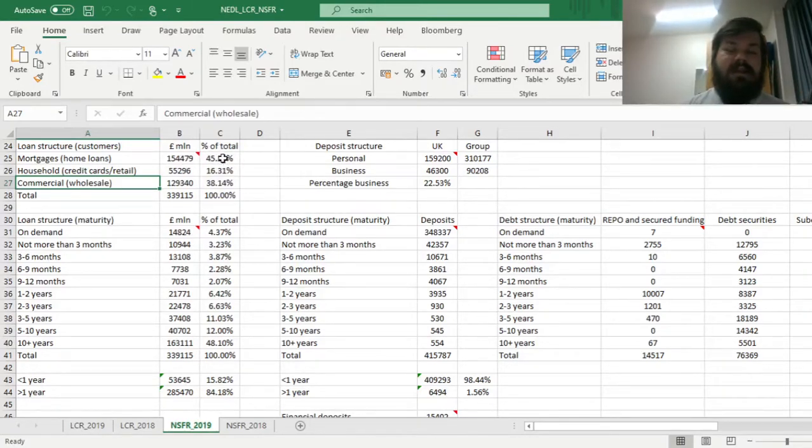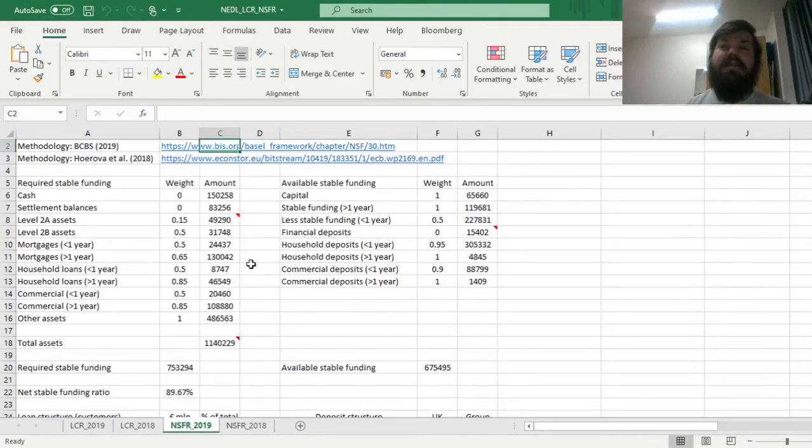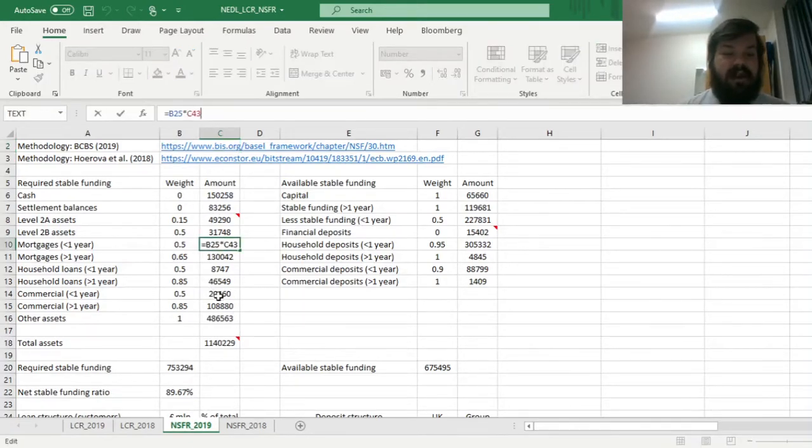So here we can calculate the percentages of a particular item from this breakdown in terms of the total loans and advances, and we can see that almost a half of Barclays lending is mortgages, which is quite typical for a large traditional bank, with its mortgage portfolio being a substantial source of its interest income. No surprises here, really. So here we can actually account for the structure in terms of clients and in terms of maturity to calculate every single one of these items.